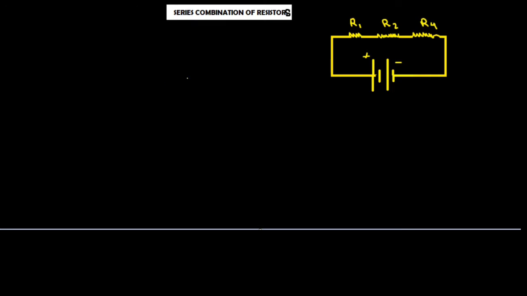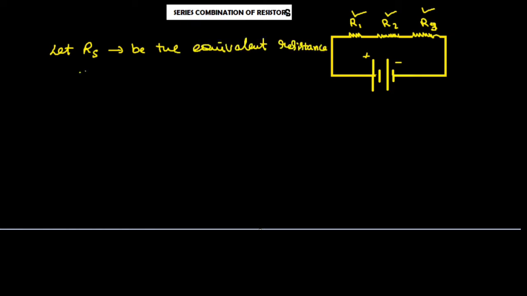So now let us consider three resistors of resistance R1, R2 and R3 connected in series as shown in this figure. Let Rs be the equivalent resistance. Let us also mark this point to be A and this point here to be B. So now let VAB be the potential difference between the terminals A and B of the network.